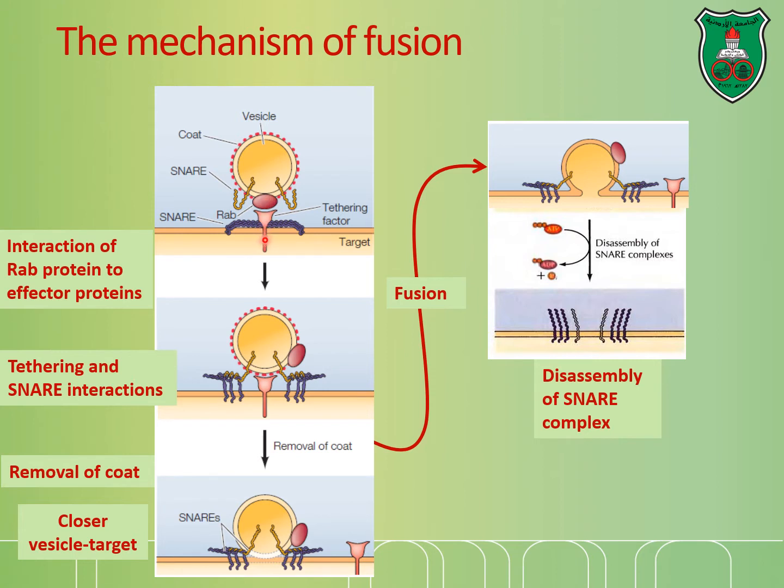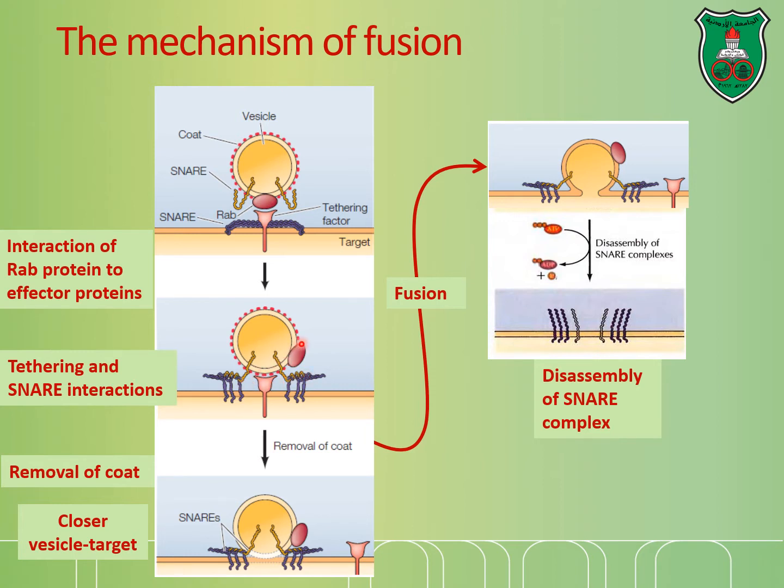Okay, so basically is this: you have this interaction between a RAB protein with a tethering factor on the target membrane. So this interaction allows for the tethering of the snare proteins, the V-SNARE and the T-SNARE. Now they are attached to each other.